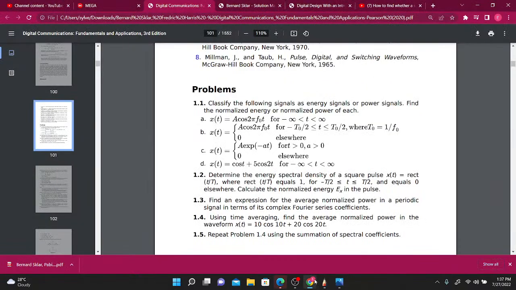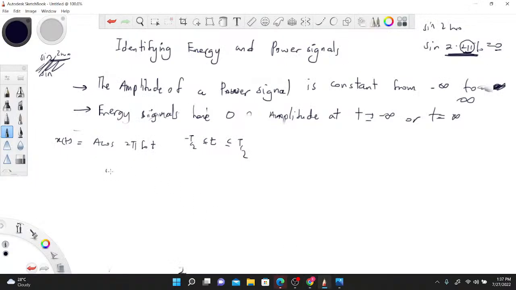And x of t is equal to 0 elsewhere. So we say that for a power signal, the amplitude remains constant from minus infinity to positive infinity. But for an energy signal, it has 0 amplitude at t equals negative infinity and positive infinity. So let's see. Here, they've told us this, right?